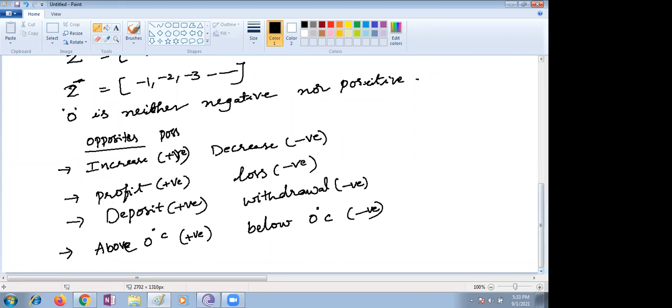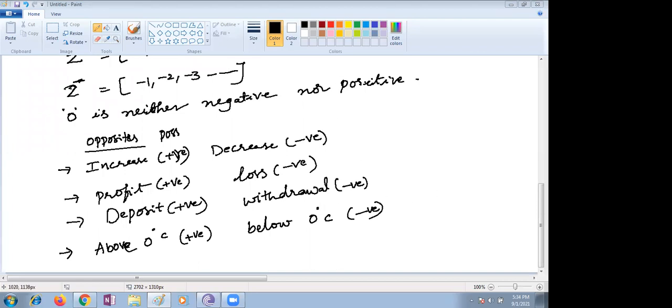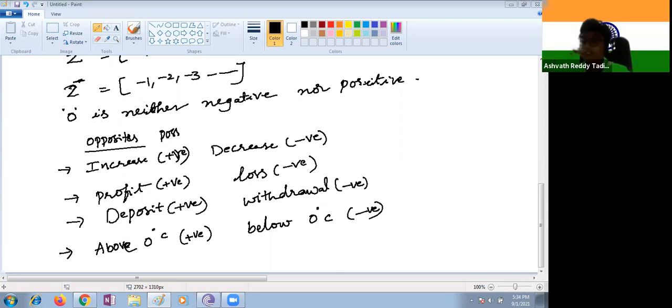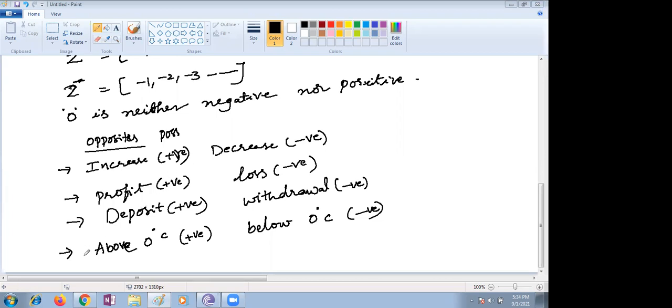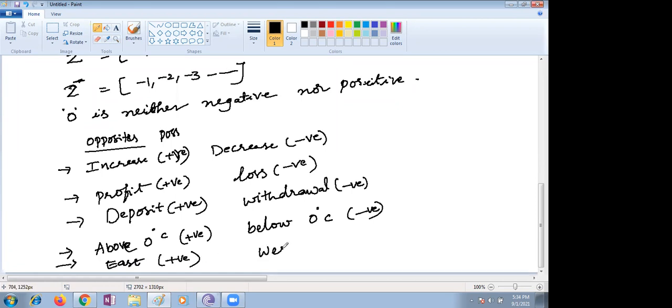Any other examples? Can you please share your ideas? Yes, Drona. Yes, Ashwath. What Ashwath? I'm thinking. Another example towards east? East can be, if you take east as positive, what is opposite to east? West. Very good. And north and south. West you can consider as negative.